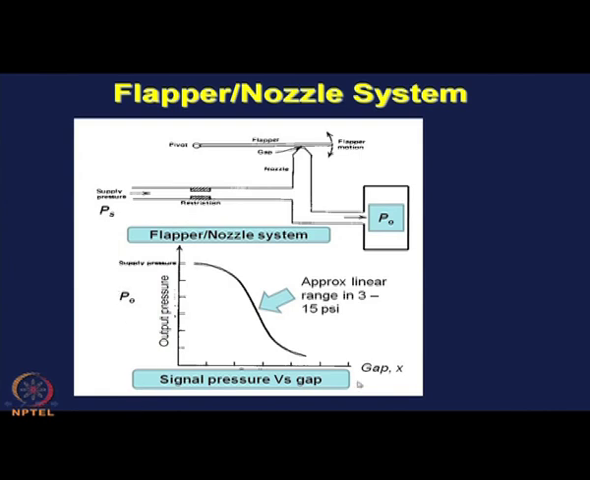So, if we plot the output pressure versus the gap, you will see that in the range of 3 to 15 psi pressure, we have an approximately linear relationship, and that 3 to 15 psi pressure is the working range, which is linear. So, we will end our discussion today with the flapper nozzle system, and tomorrow in the next class we will talk about the other electromechanical transducers like LVDT, capacitive type, piezoelectric type and the resistance strain gauge.